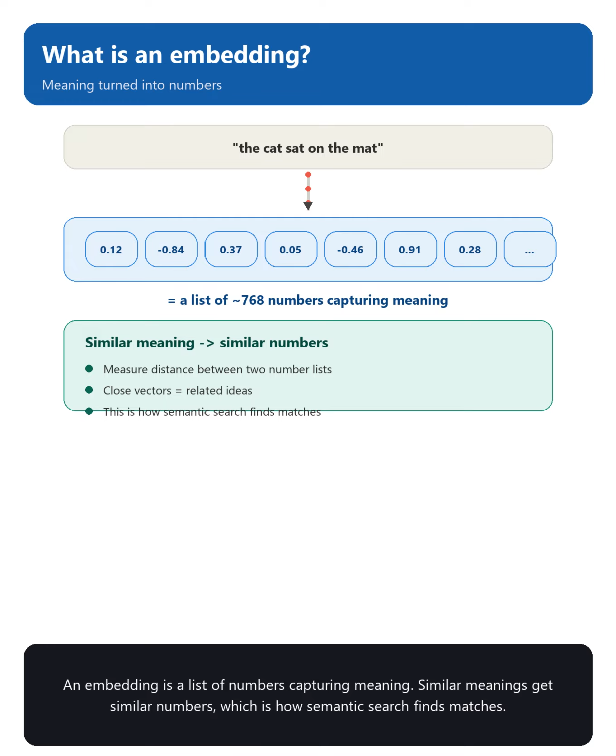An embedding is just a list of numbers that captures the meaning of some text, an image, or audio. A sentence like, "The cat sat on the mat," gets turned into maybe 768 numbers. Texts with similar meaning end up with similar numbers, so we can measure how close two ideas are by measuring the distance between their number lists. That is the magic behind semantic search.